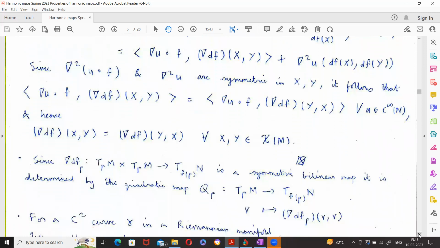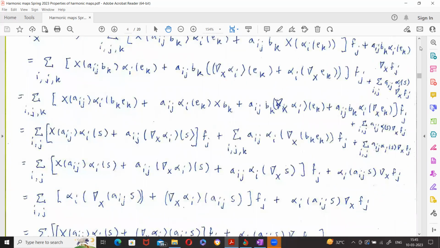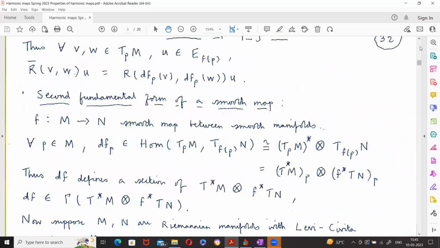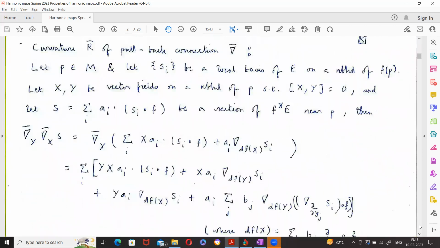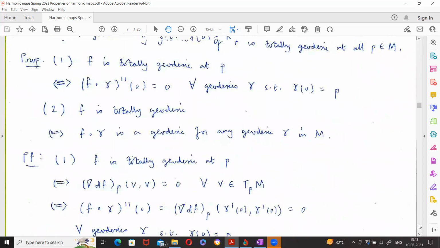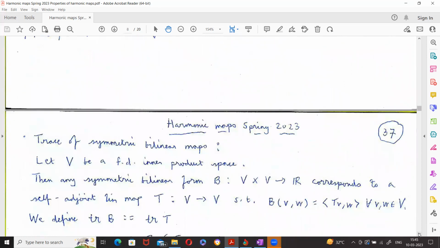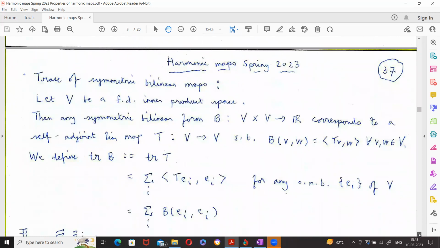So now we have this symmetric bilinear map, the second fundamental form. We can look at its trace. So how does one define the trace? One can define the trace of a symmetric bilinear map on an inner product space as follows.